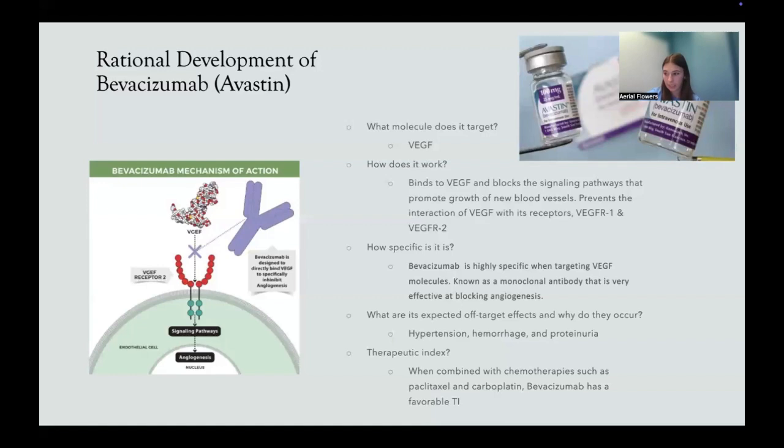For the therapeutic index, when Avastin is combined with the two chemotherapies, carboplatin and Taxol, Avastin has a favorable therapeutic index. There's not necessarily a universally defined therapeutic index for Avastin, as it can vary amongst patients, but generally the effective dose for this targeted therapy is lower than the toxic dose.